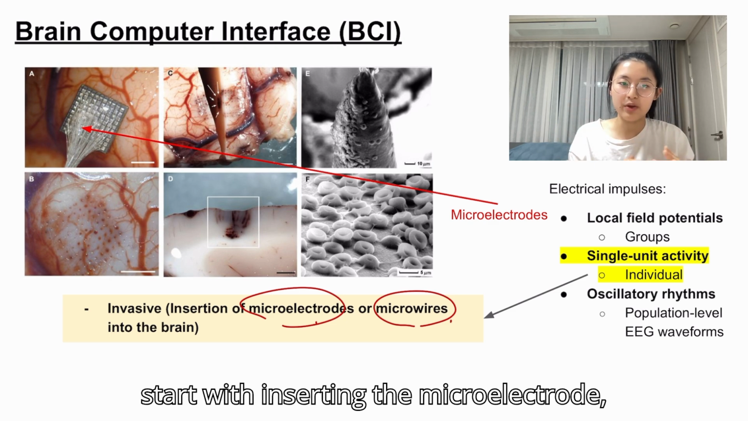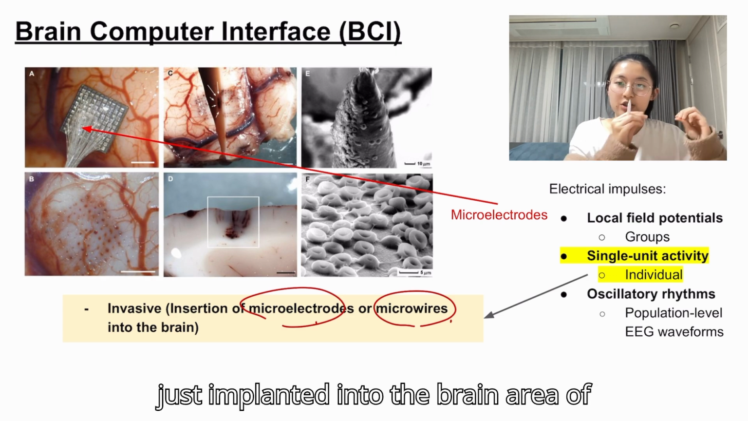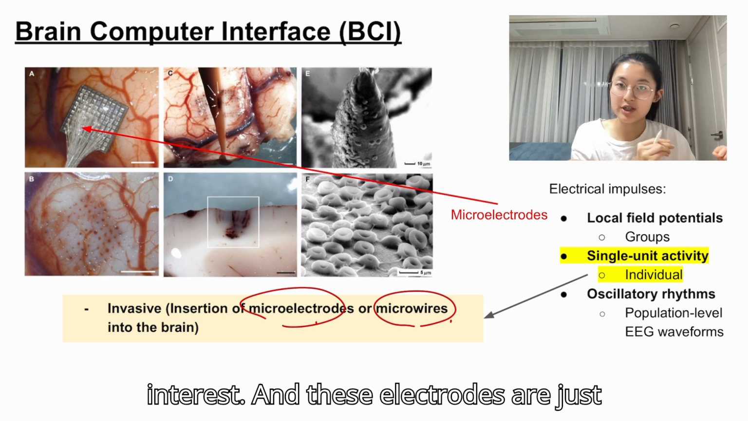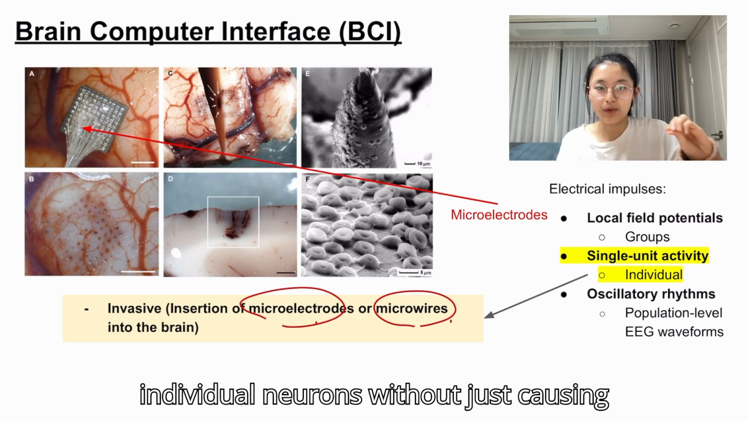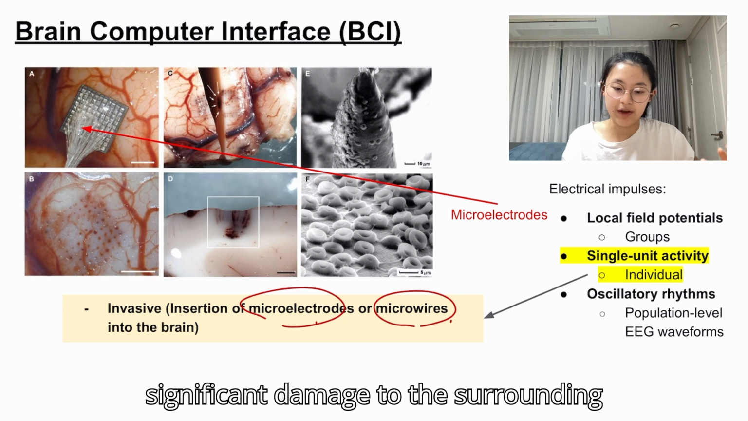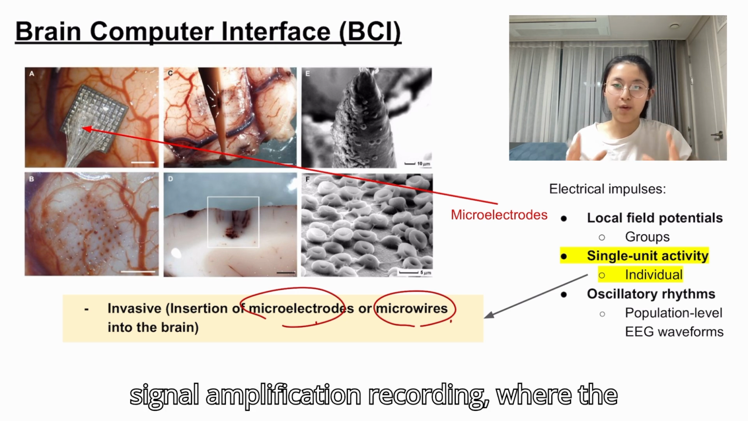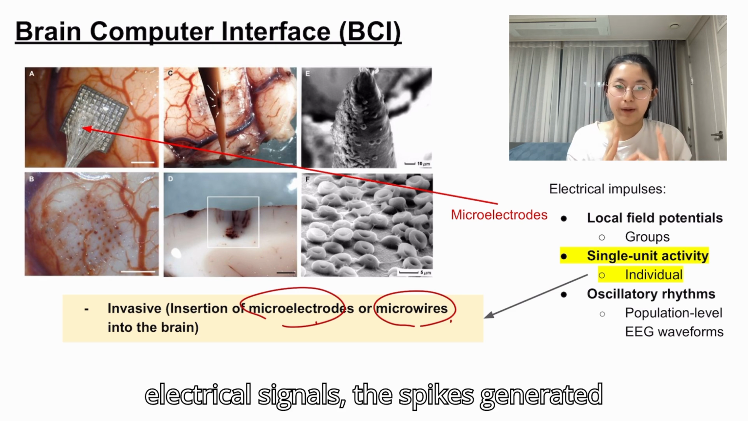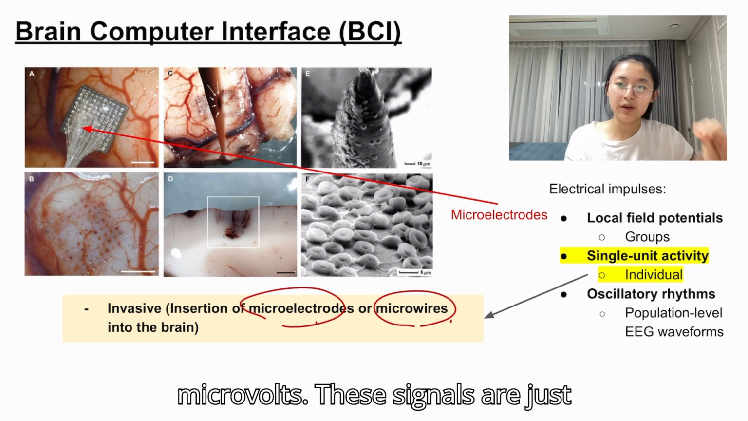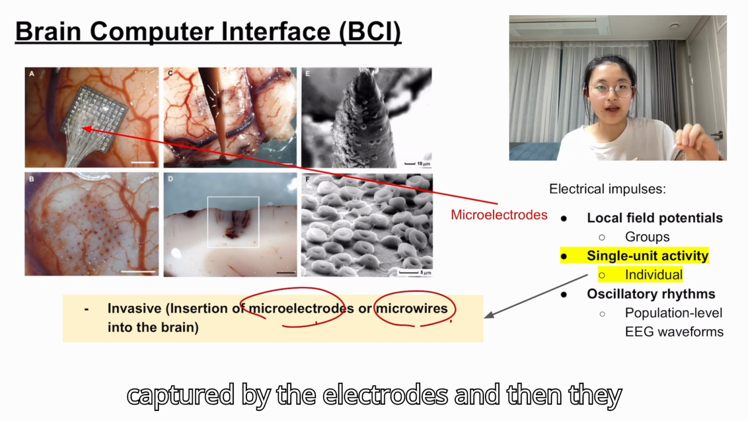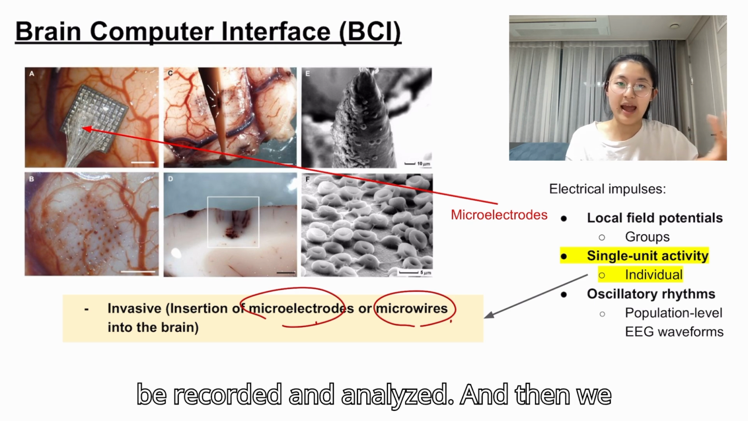We first start with inserting the microelectrode. These electrodes are surgically implanted into the brain area of interest, and they are fine enough to be positioned near the individual neurons without causing significant damage to the surrounding cells. The second step is signal amplification and recording, where the electrical signals, the spikes generated by the neurons, which are very small, often within the microvolts, are captured by the electrodes and then amplified so that they can be recorded and analyzed.